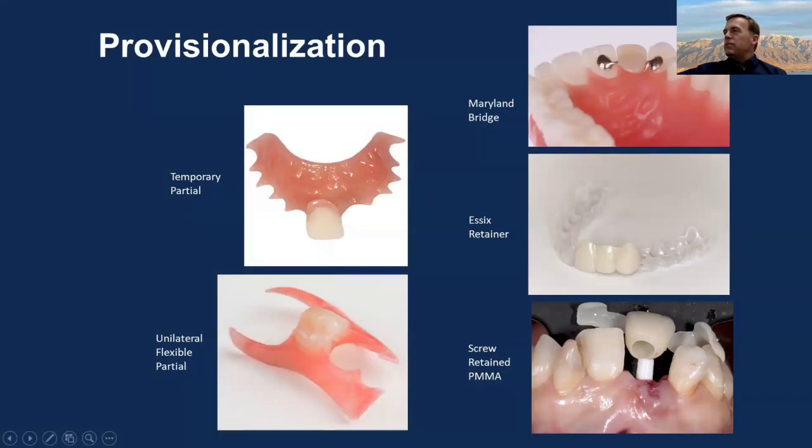Maryland bridges, they look nice. They're expensive as heck, and you need a little bit of room in this area. So if you have patients that want to spend the money and want to get a really nice aesthetic provisional, this can be great. You can do either a PFM like this, or you can do zirconia, as long as you're familiar and you know you have a good zirconia bonding protocol.